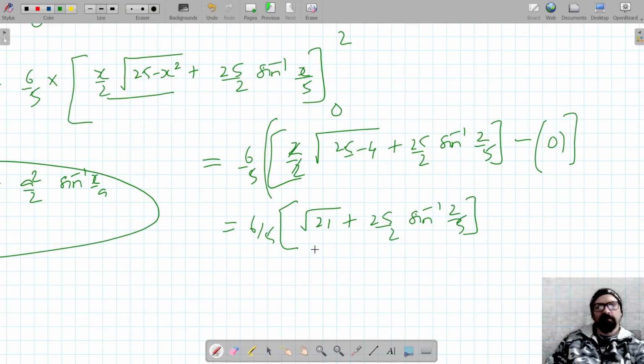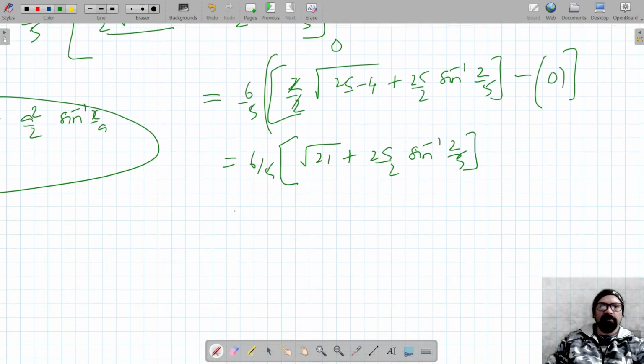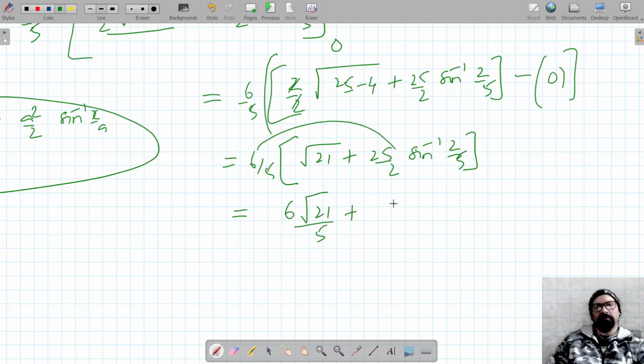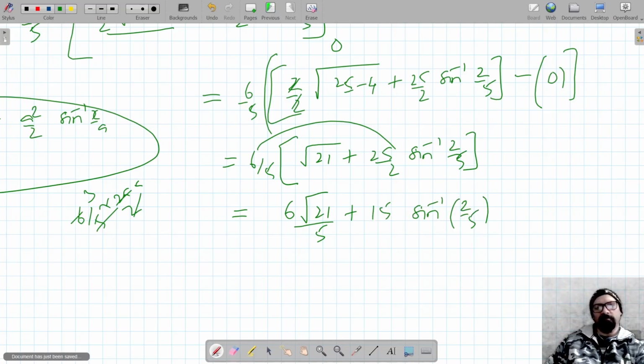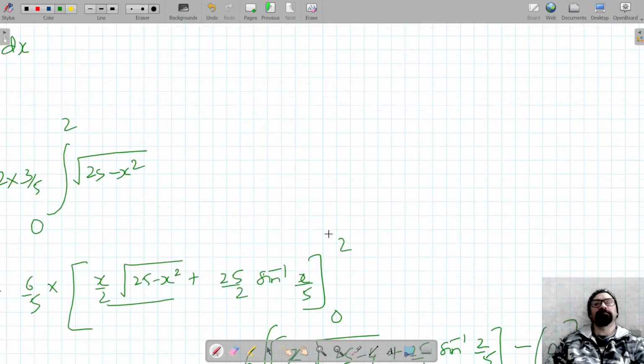Okay, so finally I can write it as 6 under root 21 by 5 plus, if we multiply this, 6 by 5 into 25 by 2, 5 5s are 25, and 3, this is 15. So 15 sine inverse 2 by 5. So 6 under root 21 by 5 plus 15 sine inverse 2 by 5 square units is the required area.